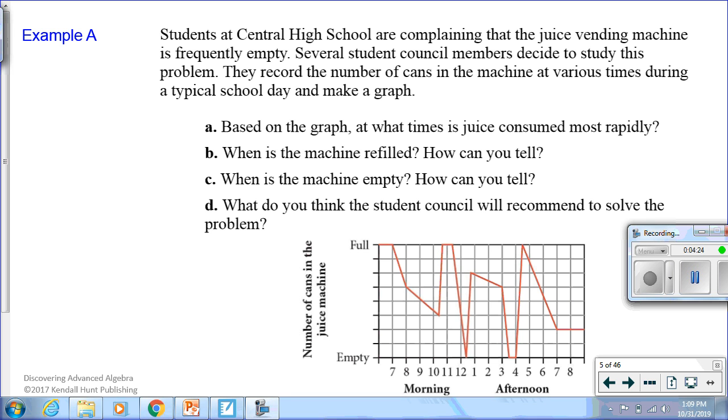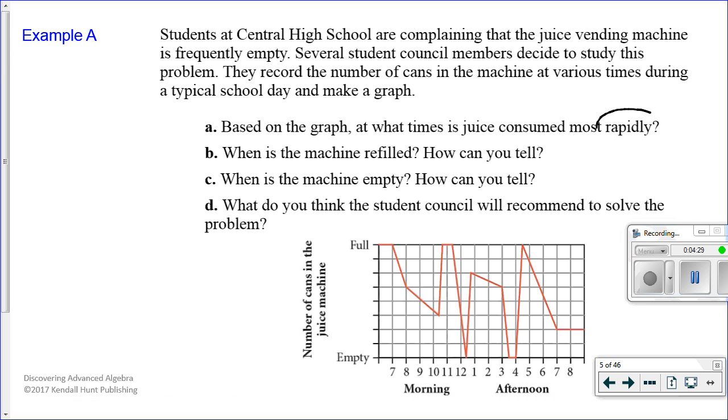Based on that graph, at what times is juice consumed most rapidly? So when I'm looking for this rapid consumption of juice, what type of slope am I looking for? I should be looking for a very steep slope. If I'm looking for something that's happening very, very quickly on a time graph, I'm going to have a very steep slope. So what times is juice consumed most rapidly if I'm looking at the steepest slope? Not only steep, I guess I should say, this should be a positive slope as well.